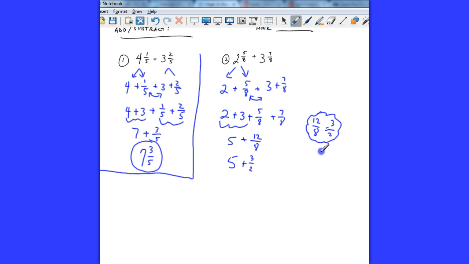Now, here's the problem. Now you might be thinking this, well, does that mean that my answer is 5 and 3/2? Unfortunately, no, it's not. Sad face for that. You cannot leave an improper fraction as part of a mixed number. You cannot leave that 3 over 2. So what you actually have to do now, before you finish this question, you're going to have to change this into, think of it as 2 over 2 plus 1 over 2.